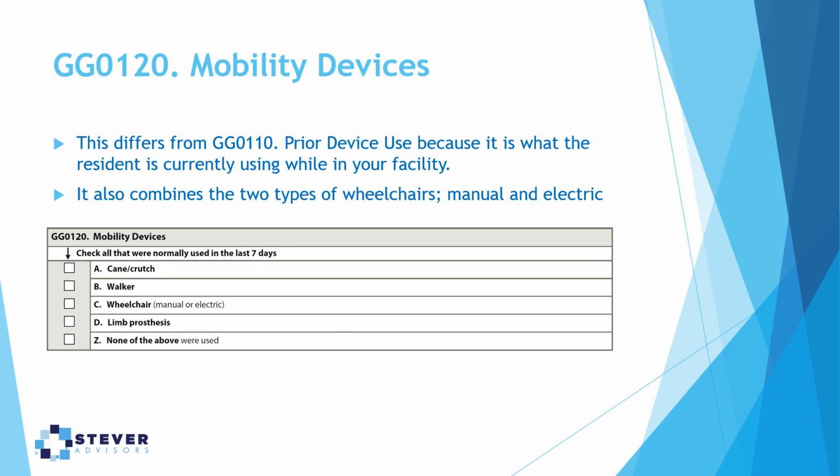The mobility devices differ from the prior device use question because these are the devices being used while in your facility. For example, a resident who did not use a wheelchair while at home, but may be using one while in your facility due to a hip fracture.